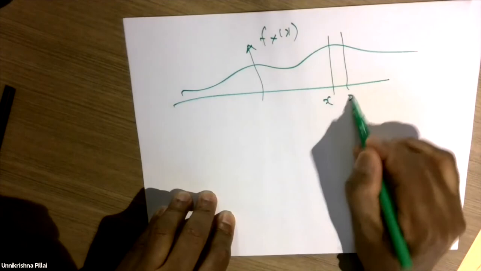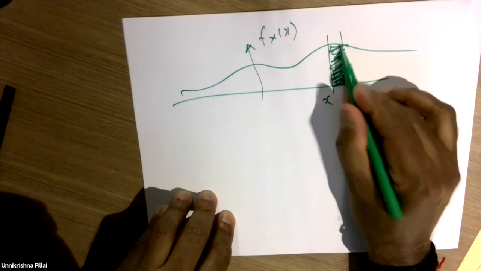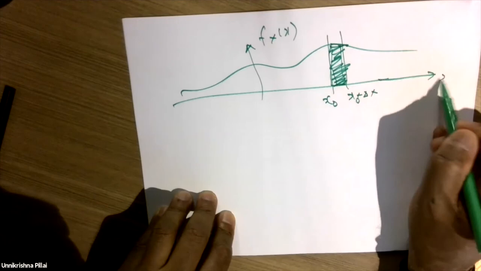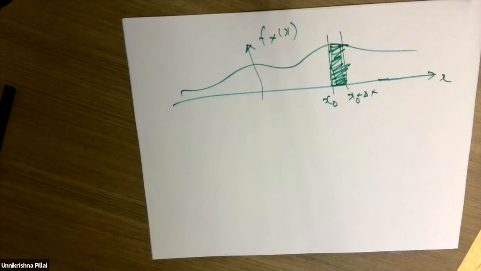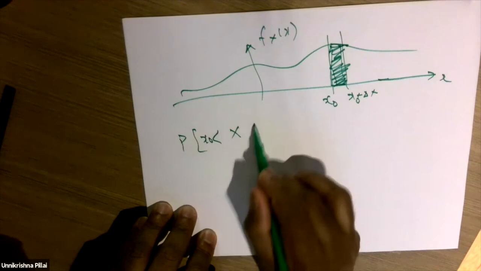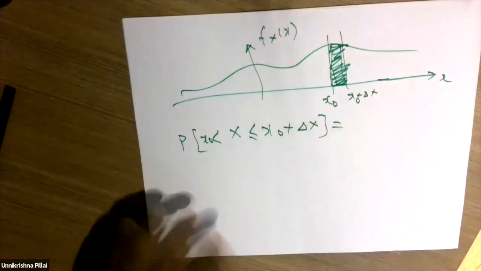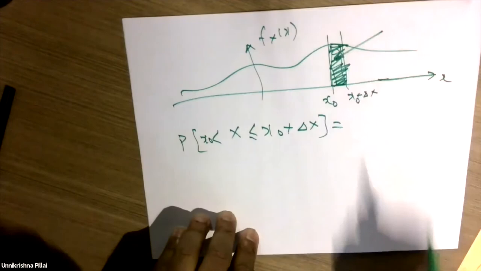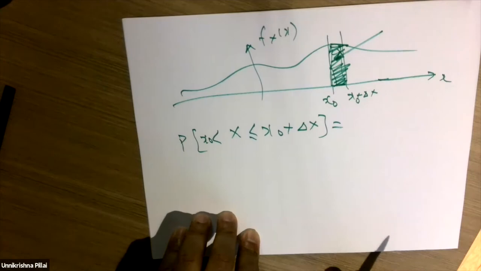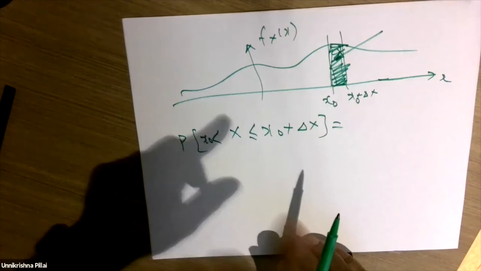Anybody, what does this area represent? Anyone? That small area, what does it represent? The probability of x falls between x0 and x0 plus delta x. If delta x is very small, how do you express this probability? Zero? No, of course not zero. Does it look like zero to you? It's a small area. How do you write it in terms of the density function?